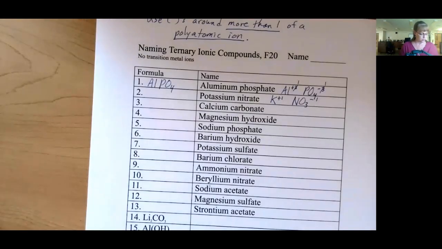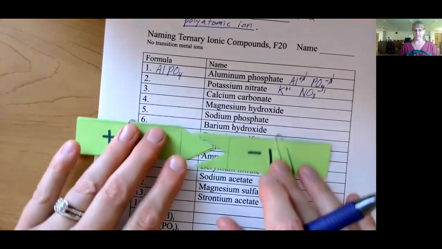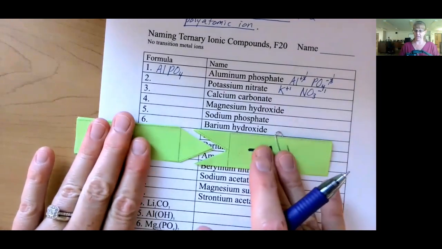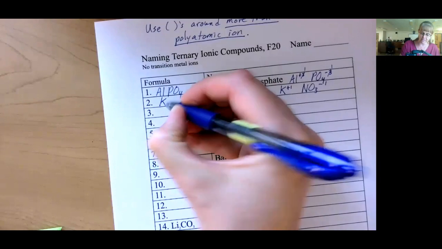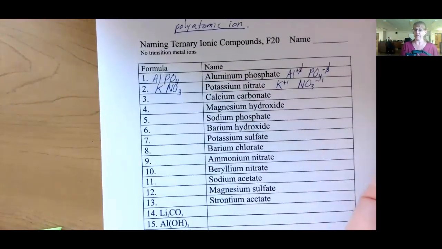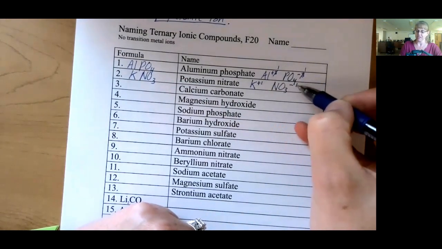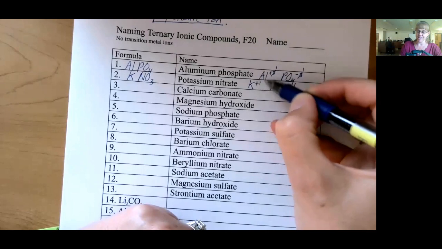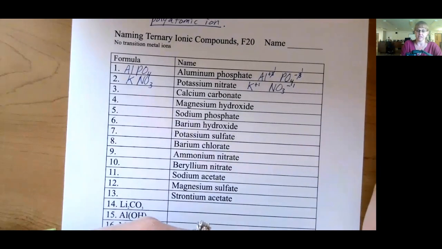Okay, so we get a positive 1 and a -1 card, and it's the perfect match. We need 1 of each, 1 potassium, 1 nitrate. So we write 1 potassium, K, and we write 1 nitrate, NO3. What if you were doing the crisscross rule? You have a positive 1 and a -1, so the 1 crosses after the K, and the other invisible 1 crosses after the NO3. So don't write your invisible ones.